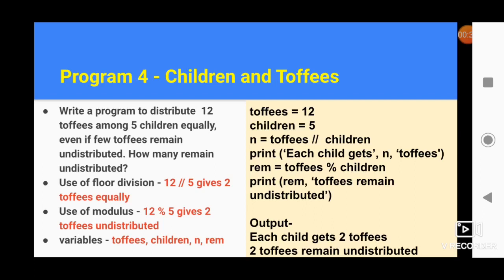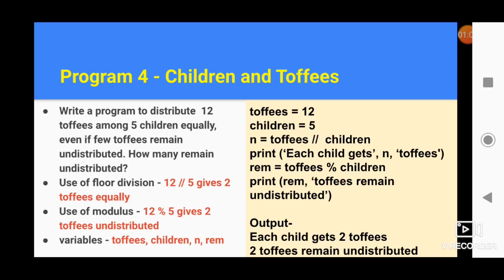So what we do for this program is first to create two variables which will store the number of toffees and the number of children. The first variable is named toffees, the second is named children, in the first two lines of the program. Now how do we calculate how many toffees each child will get, such that the number of toffees should be the same for all the children.